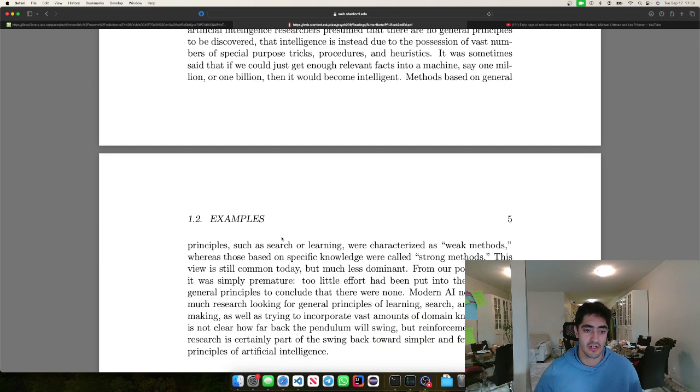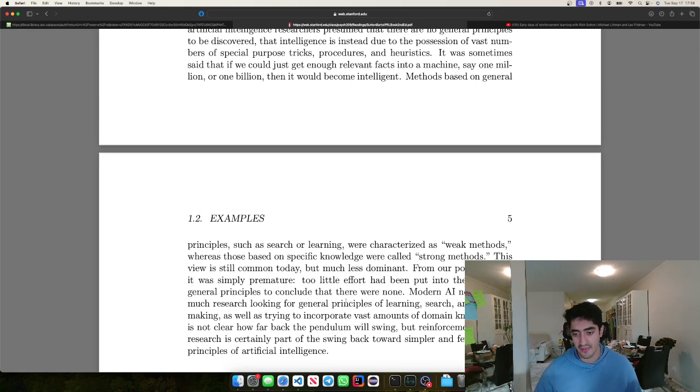Methods based on general principles such as search or learning were characterized as weak methods, whereas those based on specific knowledge were called strong methods. This view is still common today, but much less dominant. From our point of view, it was simply premature. Too little effort had been put into the research for general principles to conclude that there were none.